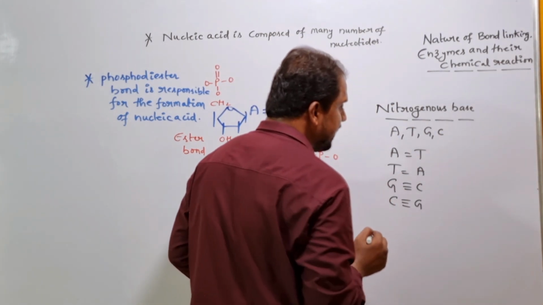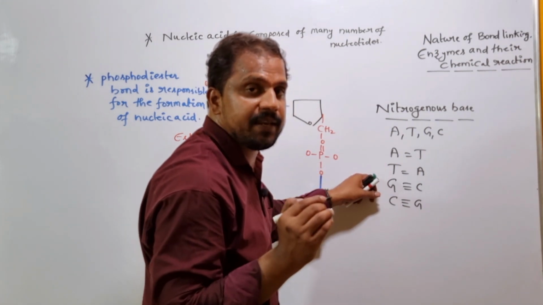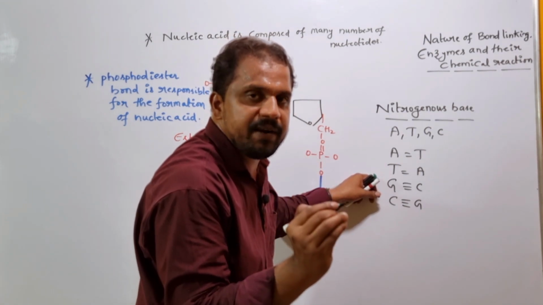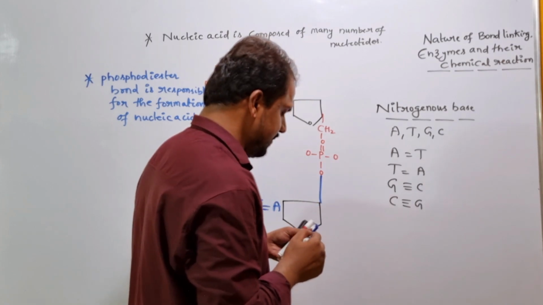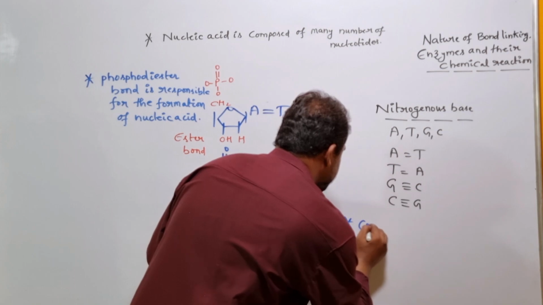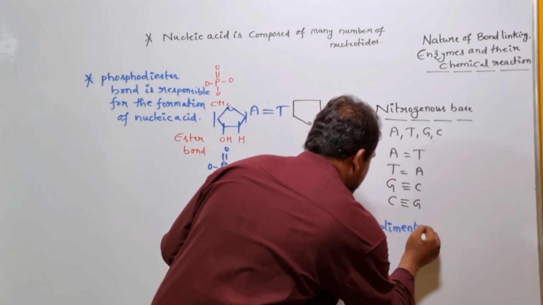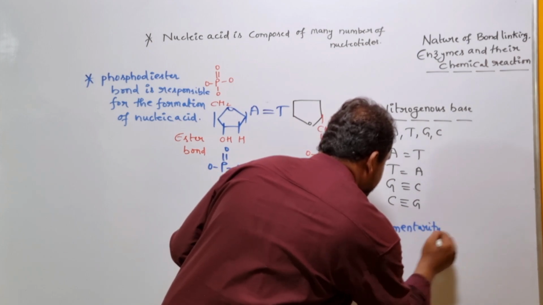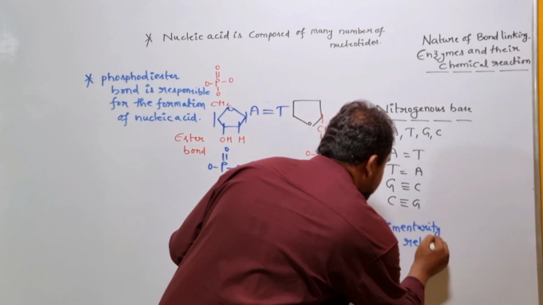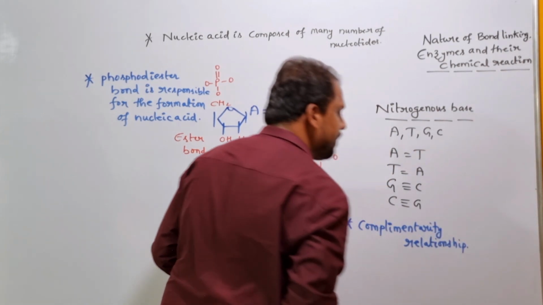So here, the specific relationship through which the nitrogenous bases are capable of undergoing base pairing, here it is termed as what? Complementarity relationship. So let me write it here. Complementarity relationship. So here, by taking advantage of the complementarity relationship, the particular nitrogenous bases are capable of undergoing base pairing.